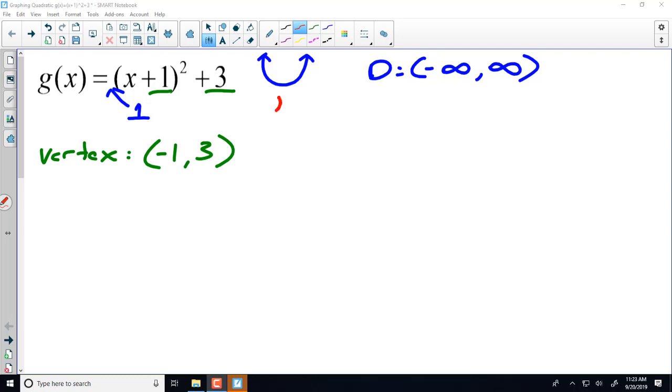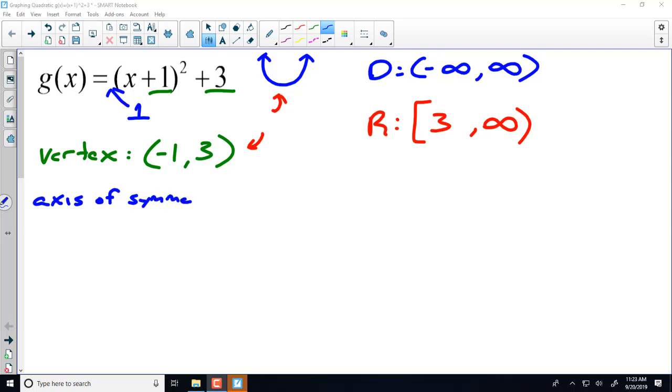Once we have both the direction our parabola opens and our vertex, we can also give the range. Now we can see since this one opens up, it's going to go all the way up to infinity. And the low value is actually going to be the y value of the vertex, which in this case is going to be 3. Okay, also once we get the vertex, we can quickly jot down the axis of symmetry, because the axis of symmetry is always going to be a vertical line, x equals, and it's going to be the same value as the x value of the vertex, so x equals -1.